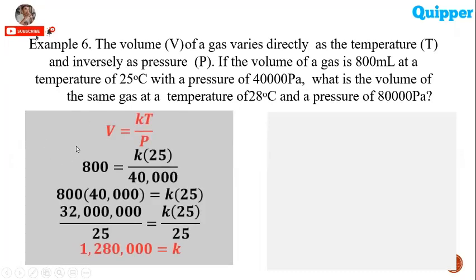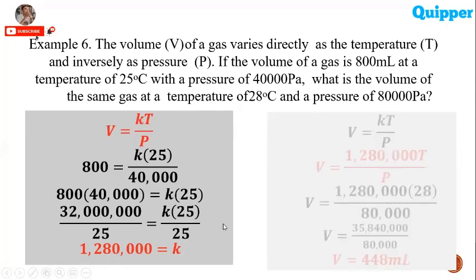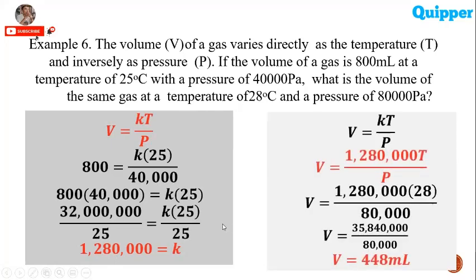Write your equation, then substitute the values. 800 for V, 25 for T, and 40,000 for P. 800 times 40,000, you will get 32 million equals K times 25. Then divide both sides by 25, you will get 1,280,000 as your value of K. Then you now write your equation of variation. Just substitute 1,280,000 to K.